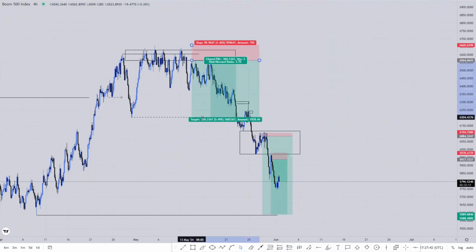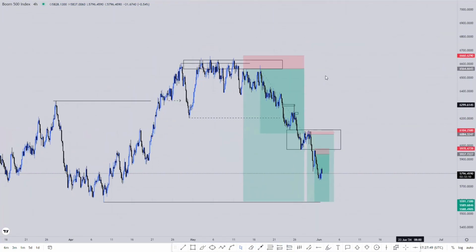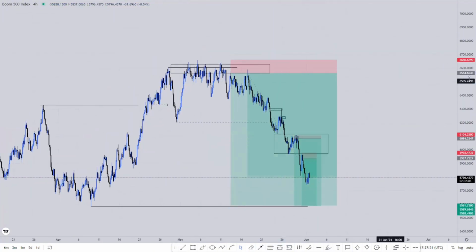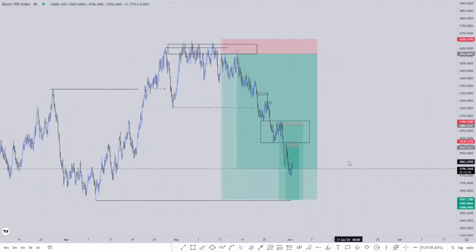Obviously, the first TP was here, but ultimately, I was anticipating it to come all the way to this major change of character, right? Look at where the market is now. Look at where we are now. I gave the sell there. Look at where we are now.